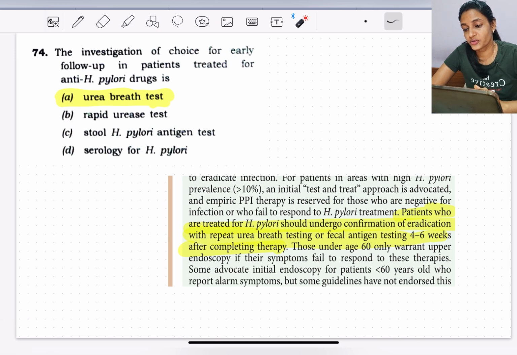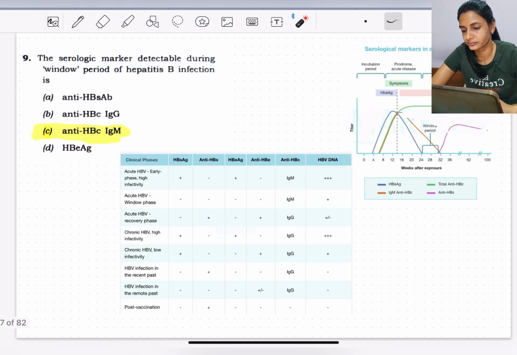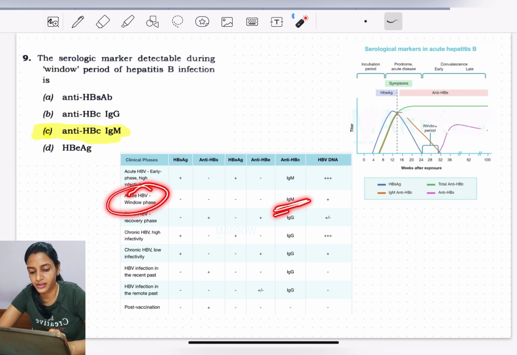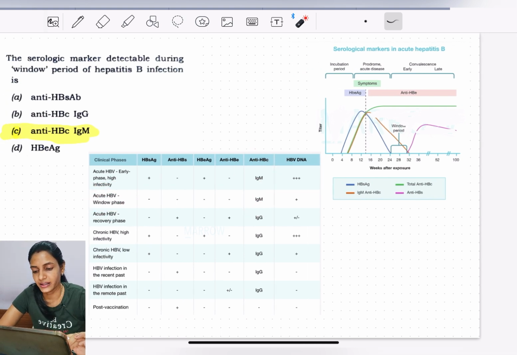The investigation of choice for early follow-up in a patient treated with anti-H. pylori drugs: a patient who has been treated for H. pylori should undergo confirmation by repeat urea breath test. So the answer for this is urea breath test. The serological marker detectable during the window period: during the window period, the serological marker detectable is IgM anti-HBc. So the answer is IgM anti-HBc.